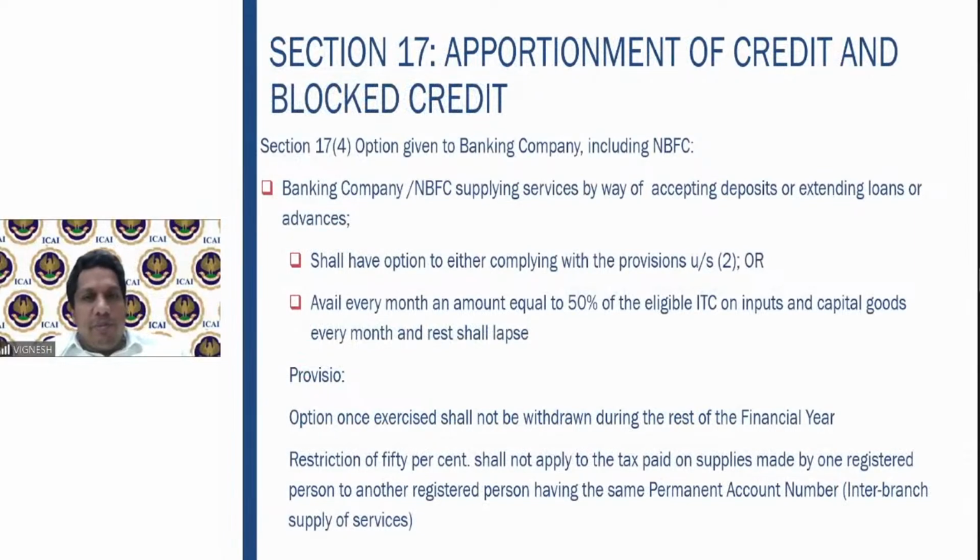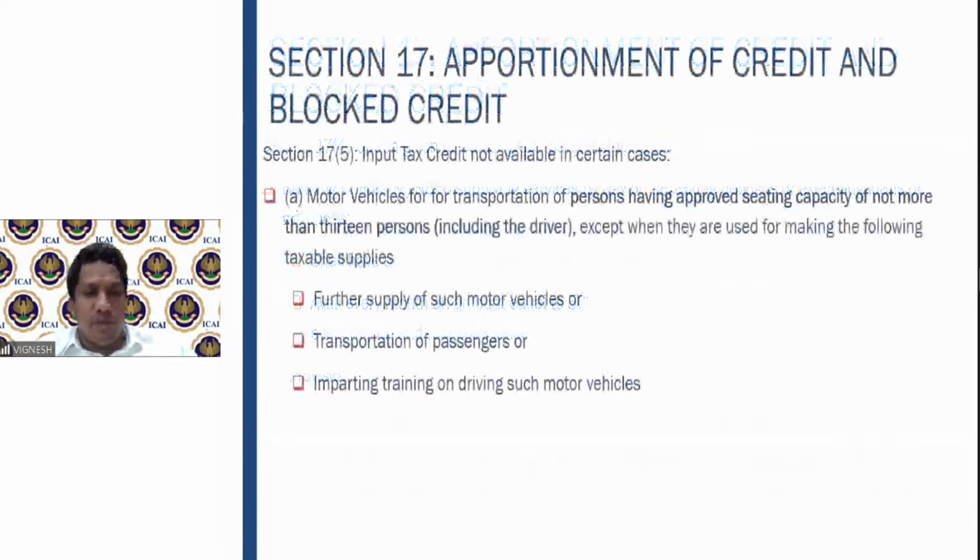NBFC option is there: 50% of the eligible ITC can be claimed. Once you exercise the option, you cannot withdraw it, and the 50% will not apply to the tax on supplies made by one registered person to another.